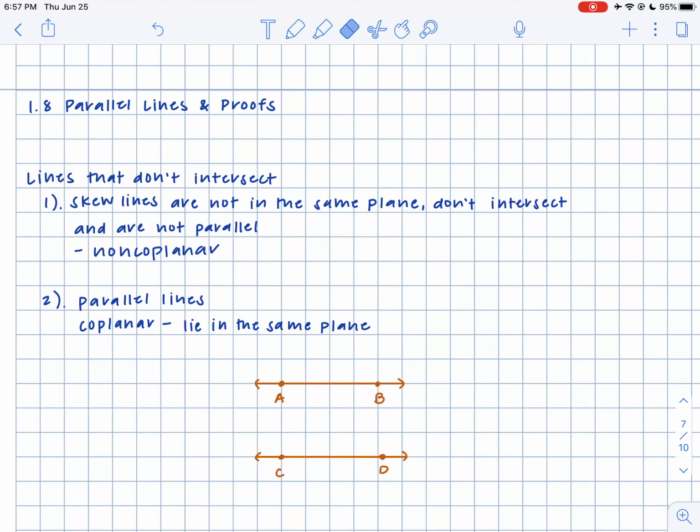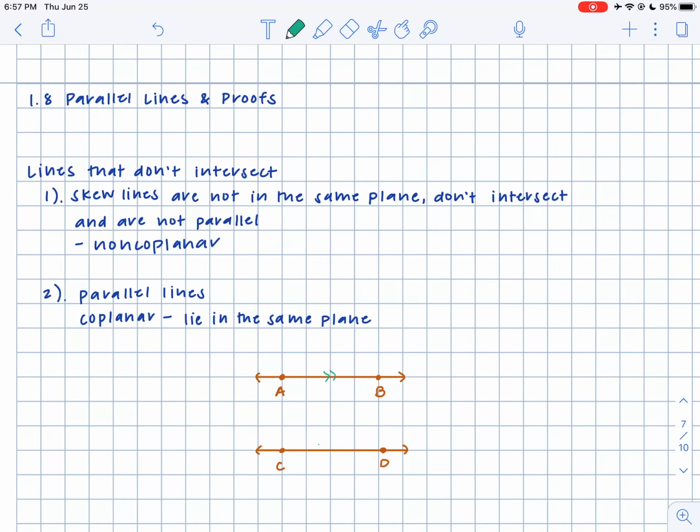Now parallel lines, these don't intersect, but they are coplanar. That means they lie in the same plane. So down here, this is an example of parallel lines. They're in the same plane, they'll never intersect. Now how do you indicate parallel lines? Remember, when we wanted to show congruency, we used hash marks. But what do we do for parallel lines? We use arrows. Just like that.